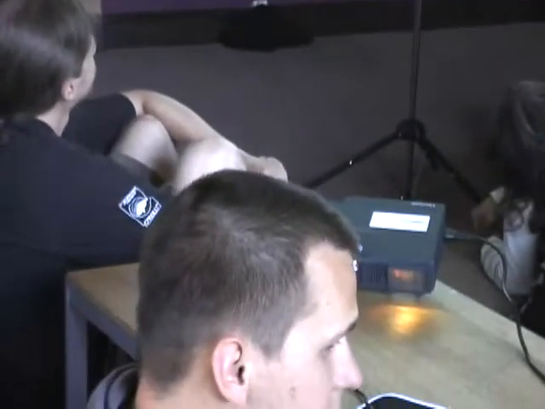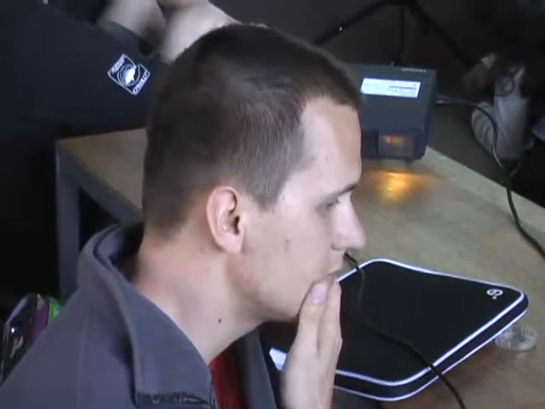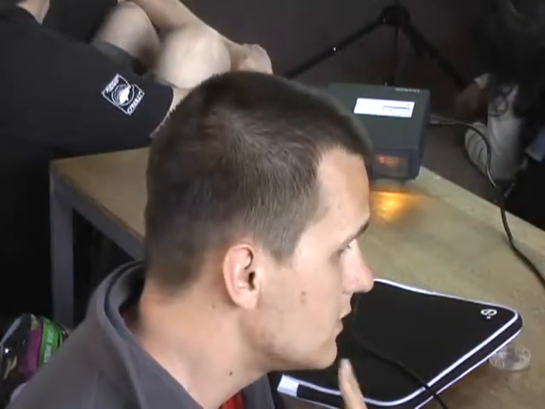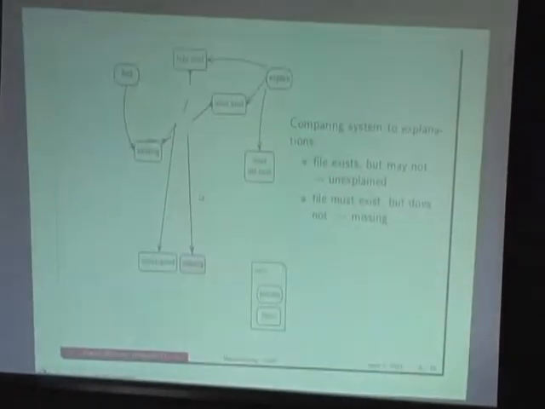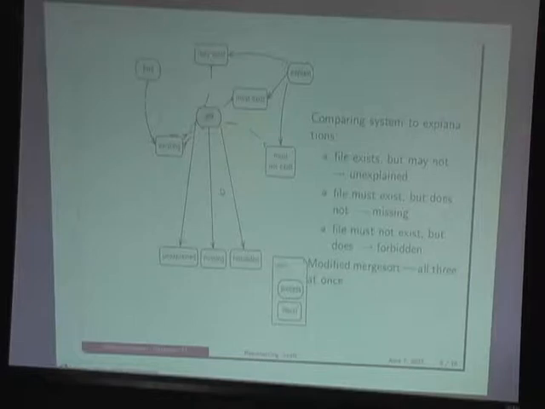Then cruft needs to compare these two sources of information. What is there and what should be there? And it produces another three sets of files. Lists of files which are unexplained, or missing, which should be there but aren't, or forbidden, which must not be there but are. And these are created in a single run by a clever modified merge sort algorithm, which does the job quite efficiently.